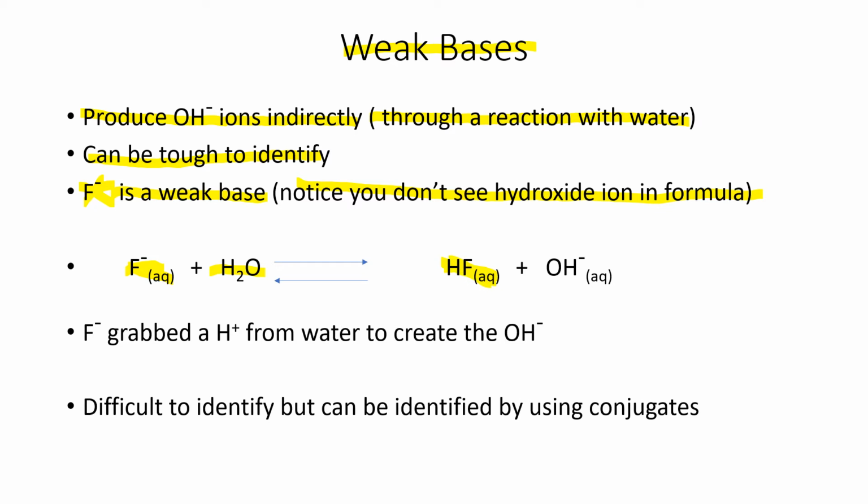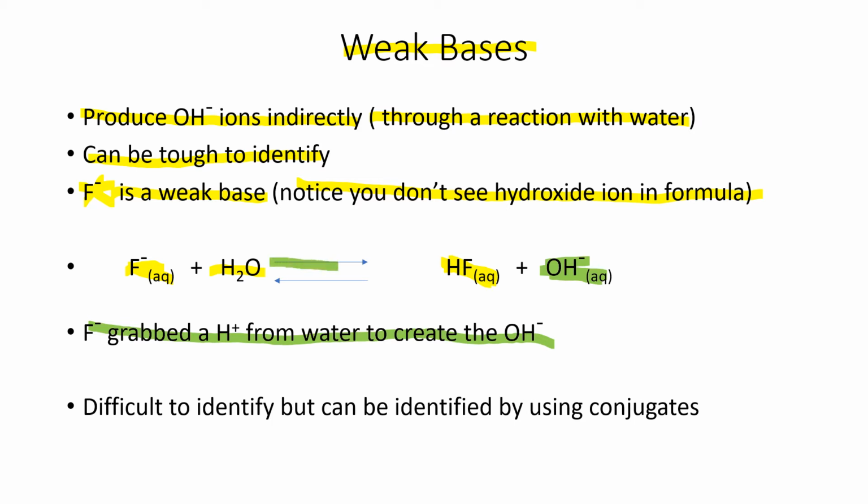So fluoride ion came in and grabbed an H plus from water. So water lost an H plus in this. Well, if water lost an H plus, what you would have, highlighted in green, would be hydroxide ion. So that's what ends up happening. Fluoride ion grabs an H plus from water to create that hydroxide ion. And notice your arrows again.